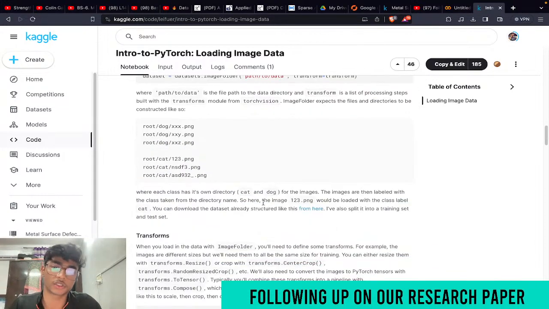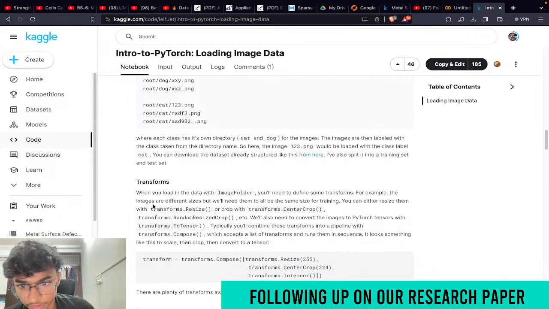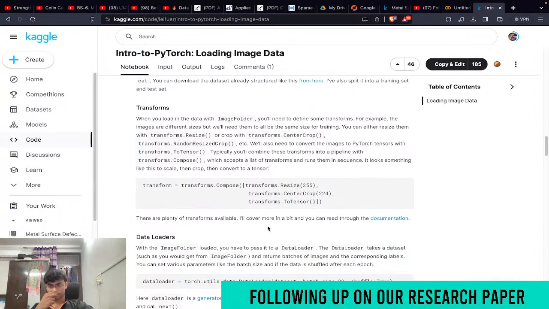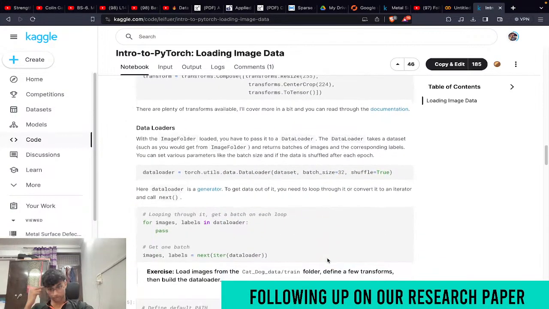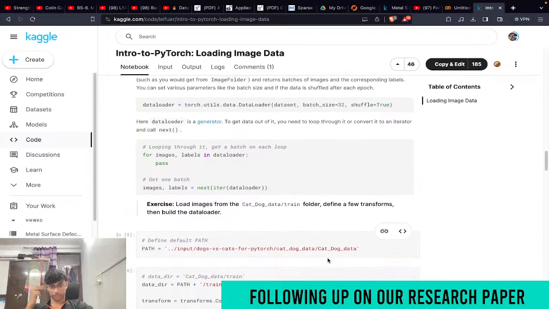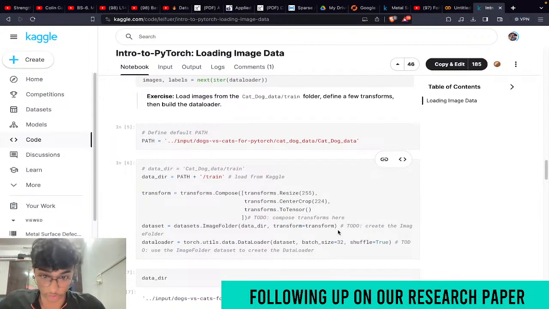Where each class has its own directory, cat and dog, for images. The images are then labeled with the class taken from the directory name. So here the image 123 would be loaded with the class label cat. You can download the dataset already structured in a form like this. I also split it into training and test sets. But I forgot a lot of this. I have not practiced it in a long time.